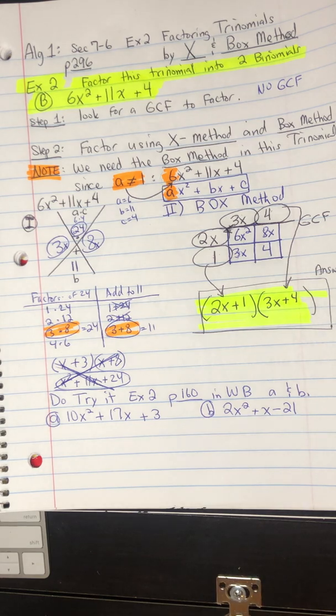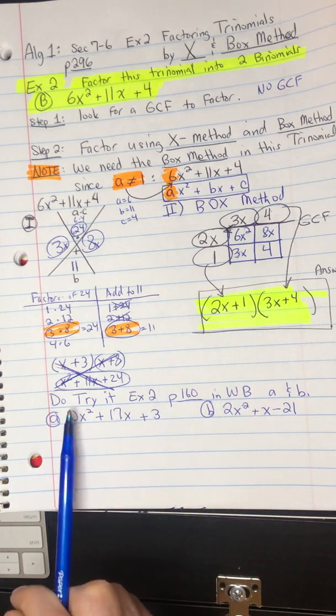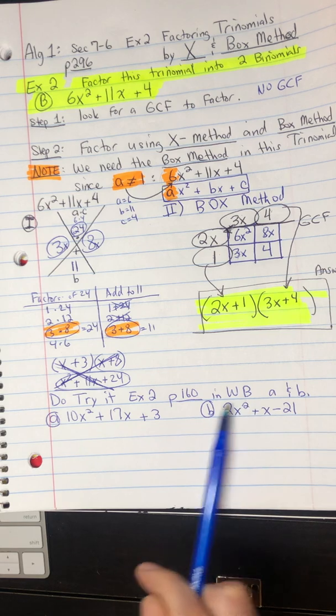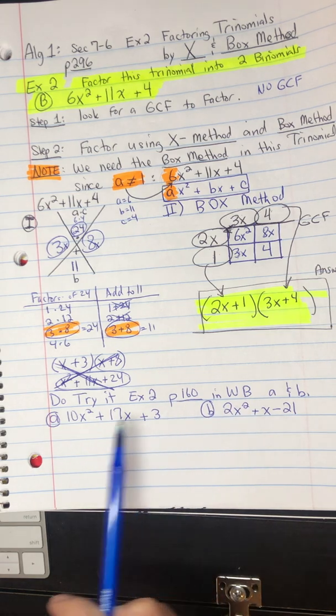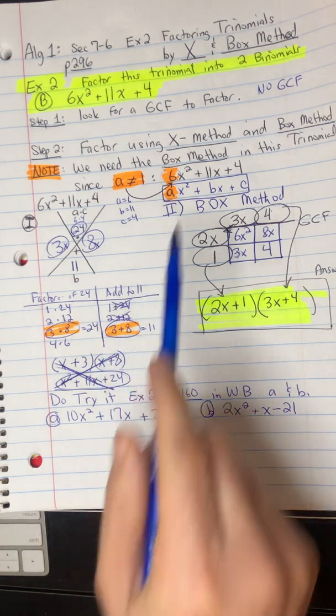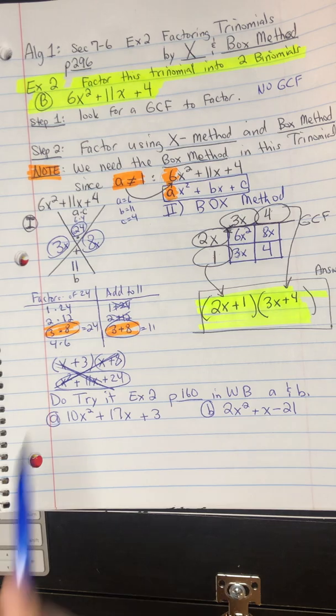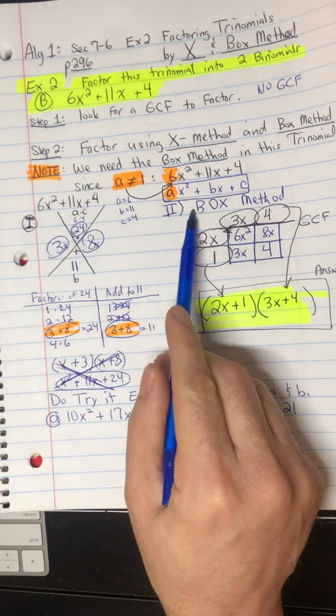So you are done. Now, I know this is a little more complex, but again, you can watch this video over and over again if you have to. I want you to do the same thing with try it, example 2 in your workbook, page 160, A and B. Here they are over here. Again, you need some room to write. There's a step 1 and a step 2. Step 1 is the X method. Step 2 is box method.